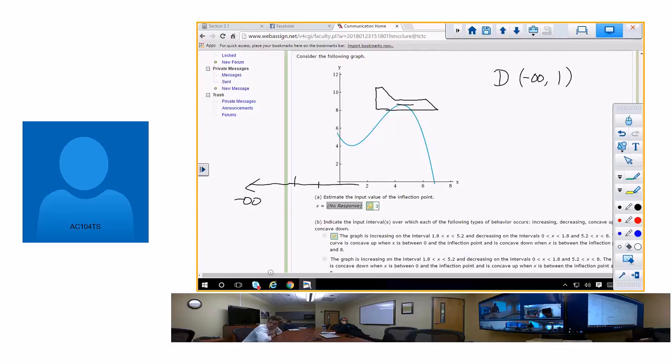So what's that plane doing from this thing right here? What's it doing? Decreasing. It's decreasing from negative infinity to about what? 1. You're looking at the y values. And that's what people do. They get confused.